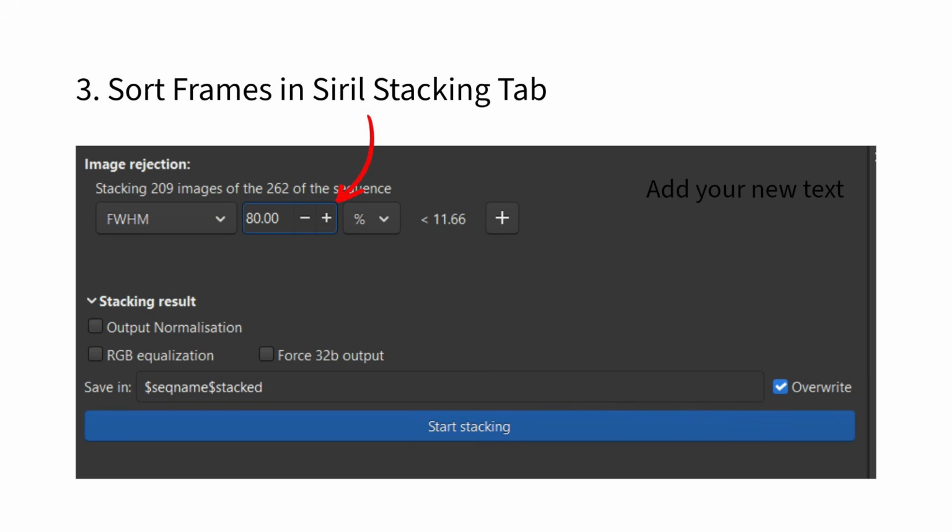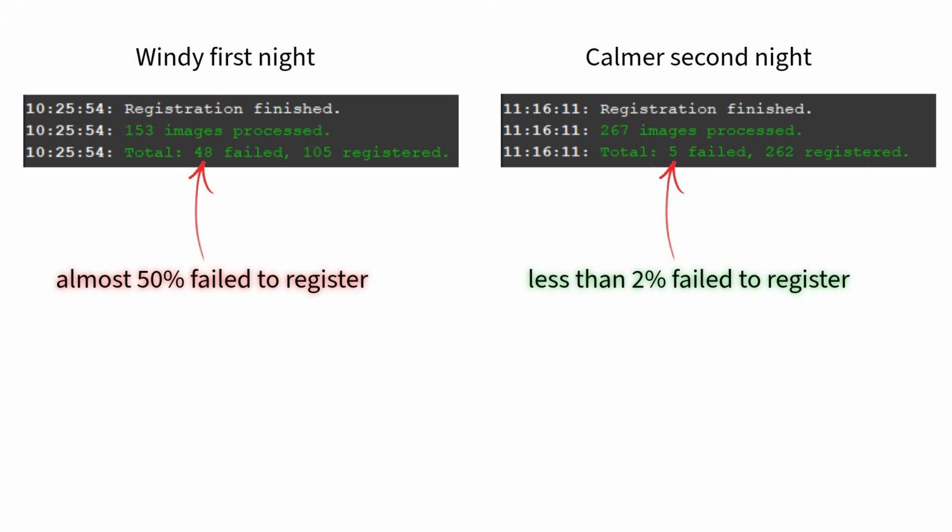Second, check your PHD2 graph for sudden, unpredictable spikes. Third, sort your frames by quality in Siril after registration and look at the rejection rate. A high rejection rate on an otherwise clear night is almost always wind.